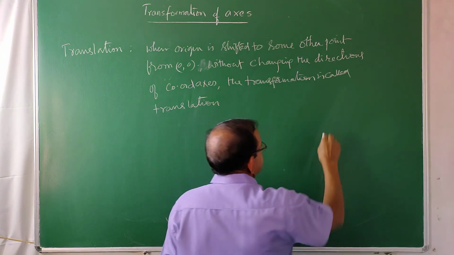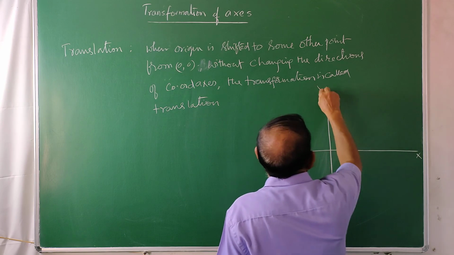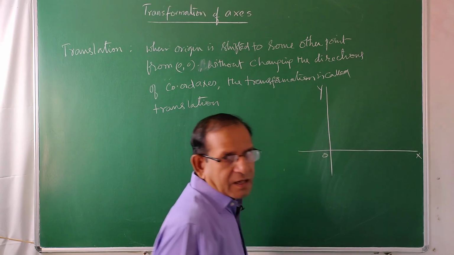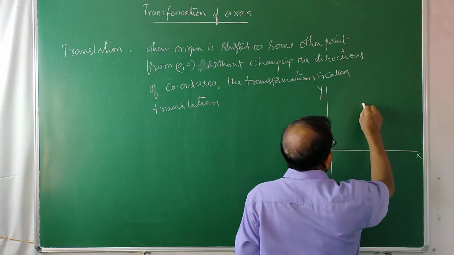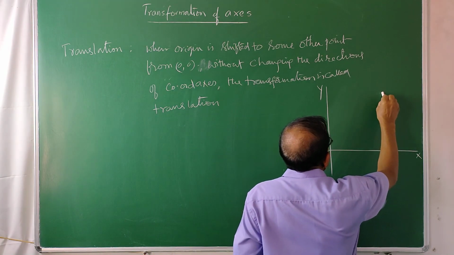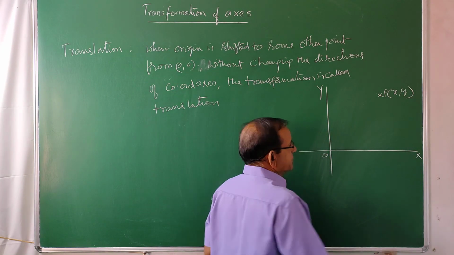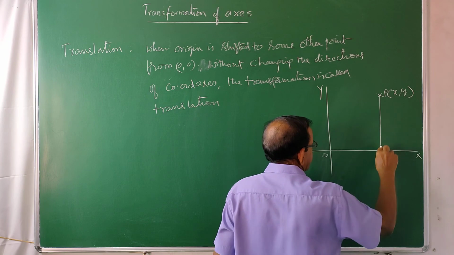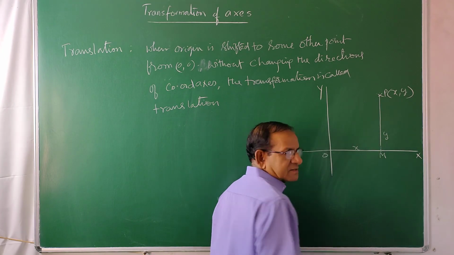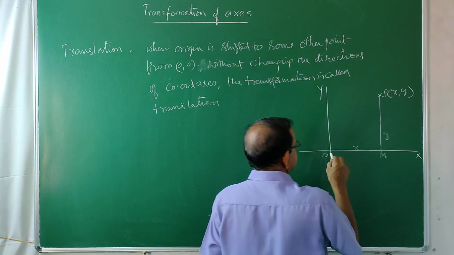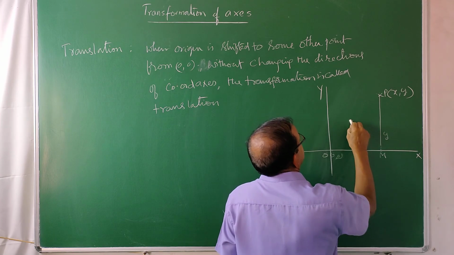For example, let us see the diagram first. Now these are the original x-axis and y-axis. There is a point P with coordinates x comma y. If you draw a perpendicular PM, this will become y and this is equal to x. Now let us shift the origin from 0, 0 to some other point h, k.